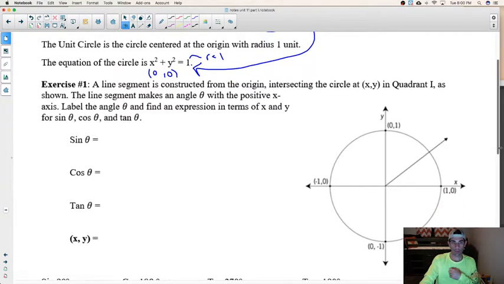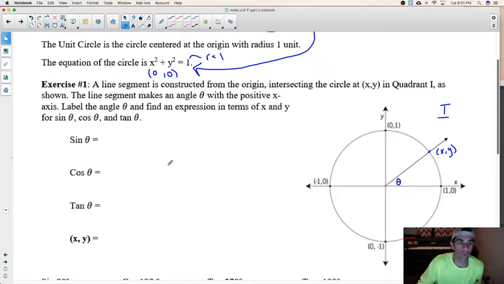So here we go. A line segment is constructed from the origin, right there, 0, 0, intersecting the circle at x, comma, y. So there it is at x, comma, y, in quadrant 1, as shown. The line segment makes an angle theta with the positive x-axis, so that's right here. Label theta, and find the expression in terms of x and y for sine, cosine, and tangent, all right?